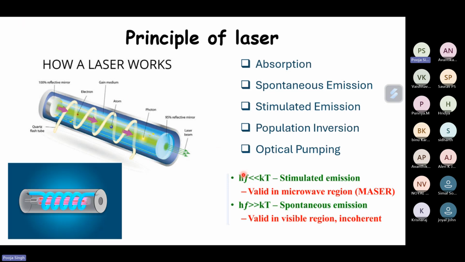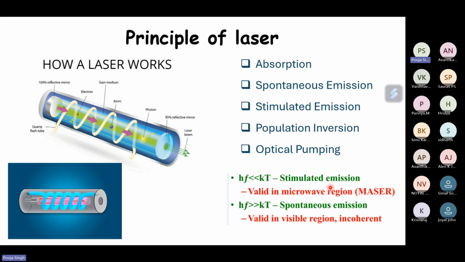One more important thing: you will get the photon emission only when your thermal energy is higher than your incident photon. If it is higher, then only from the ground state will the electrons go to the excited state, and that we call stimulated emission. But that we see in our laser.